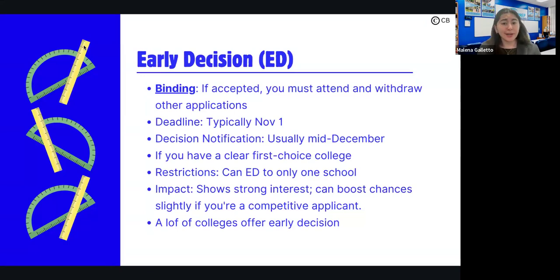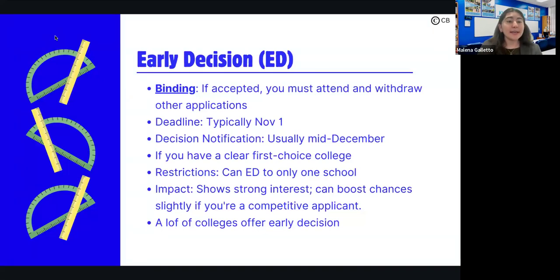So because early decision is binding, it's really for your top choice, the school that you would go to over any other school. And it's important that you understand that when you're making that decision to apply early decision. And one of the benefits of applying ED is that it shows to the school that this is your top choice, that you are highly interested. And if you were to get in, you will go no matter what.